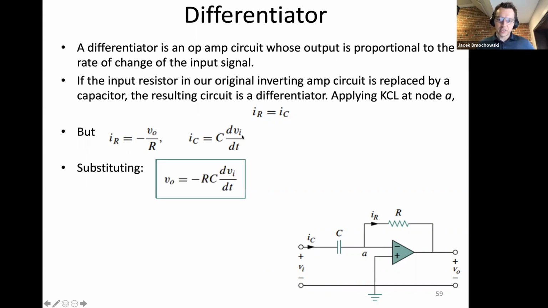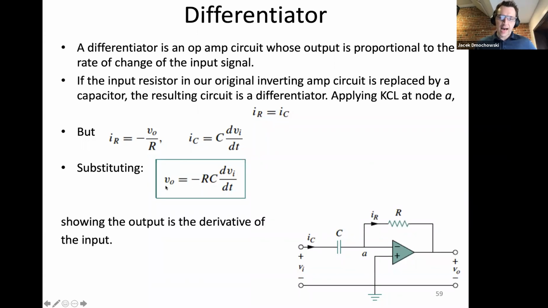Set those two equal to each other, and you rearrange, and you get this very nice expression, which is that V naught is equal to negative RC. So again, we have this constant of R times C multiplied by the derivative of the input voltage.